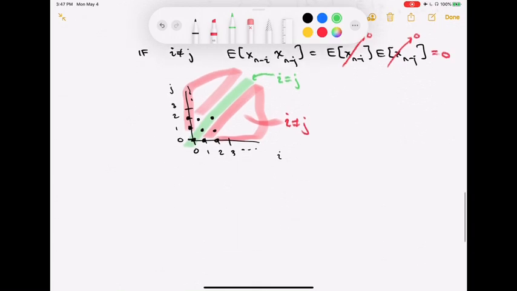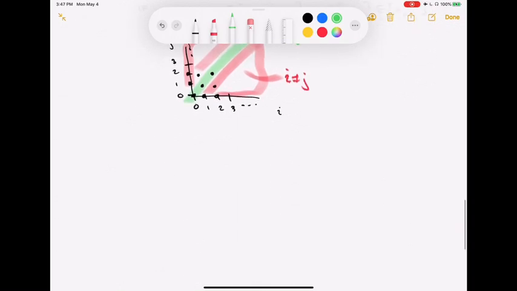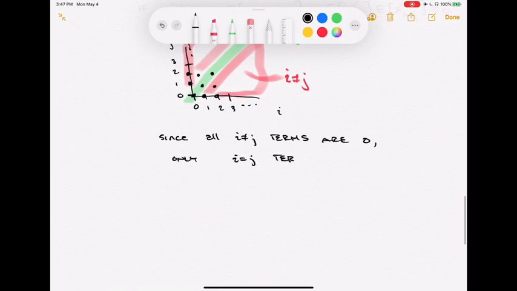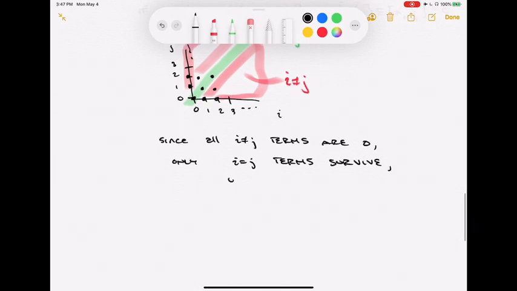So what we end up getting in this particular case, since almost all of these terms go to 0, since all i not equal to j terms are 0, only the i equaling j terms survive, which we write with a single sum, because it's i equaling j.